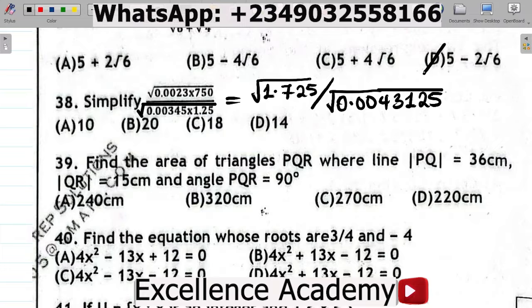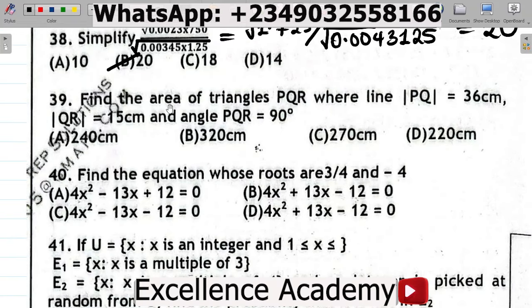All right, so I'll just take my calculator and punch this straight up. Numerator, square root of 1.725, divided by denominator, square root of 0.0043125. That's equal to 20. So you have your answer as 20. The correct option there is B. That's your answer, 20.